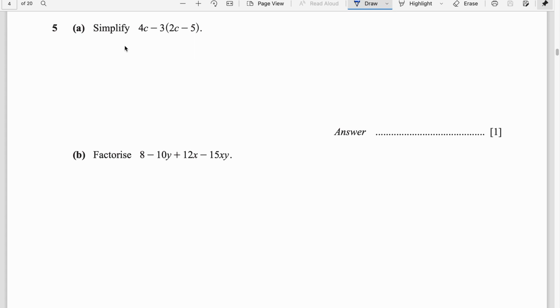Question number 5. Simplify. 4c minus 3 times 6c plus 15. 4 minus 6 is minus 2, plus 15. So that is 15 minus 2c.